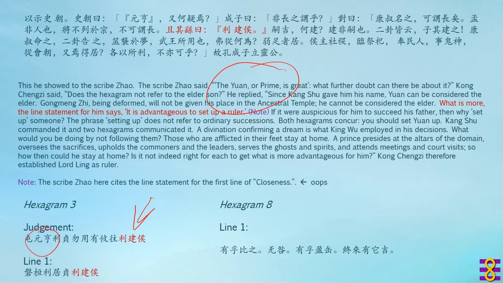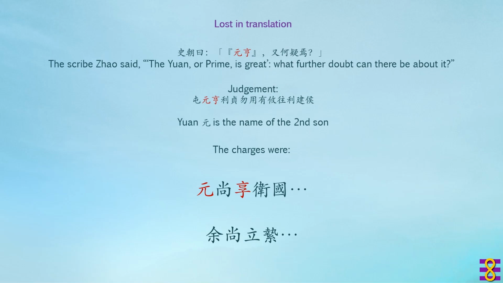So that's about this small typo. But there's actually something lost in translation here. So let's look at what the translation says and what the actual text says from the judgment text, and what the text from the Zhuochuan actually says, because that will make the interpretation from the diviner much stronger.